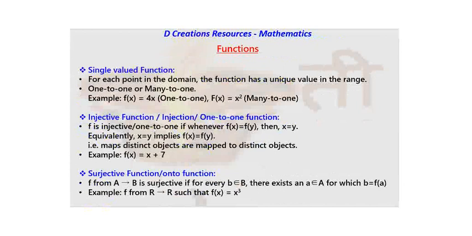So when that situation occurs, when for every element belonging to set B there exists an element belonging to set A, such that small b, which is the element from set B, is image of small a, which is element from set A. In that case, it is a surjective function or onto function.